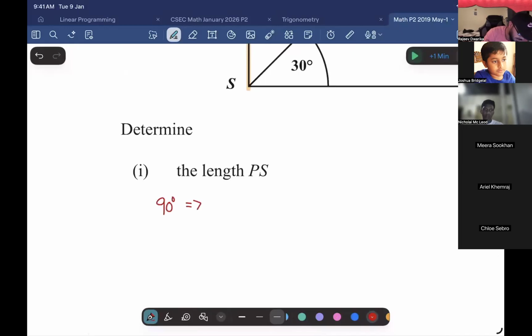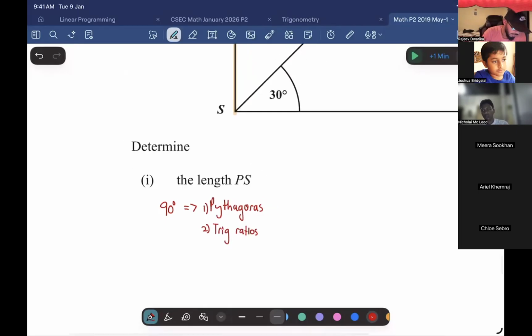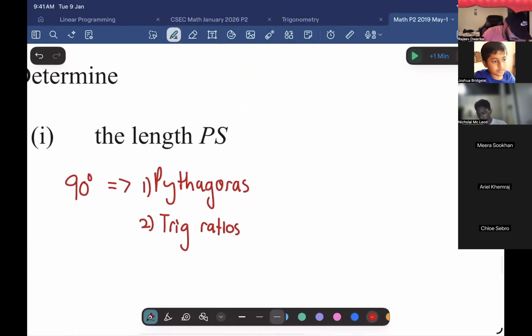You could use Pythagoras theorem if you had two sides, or you could use trig ratios. Trigonometry starts with T. These are the two tools you have access to if you have a right angle triangle. To use Pythagoras theorem, just remember, guys, you need two sides. To use trig ratios, you need another angle. You need a non-90-degree angle.